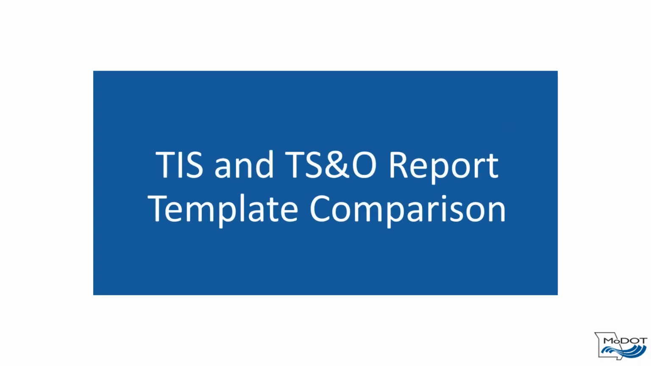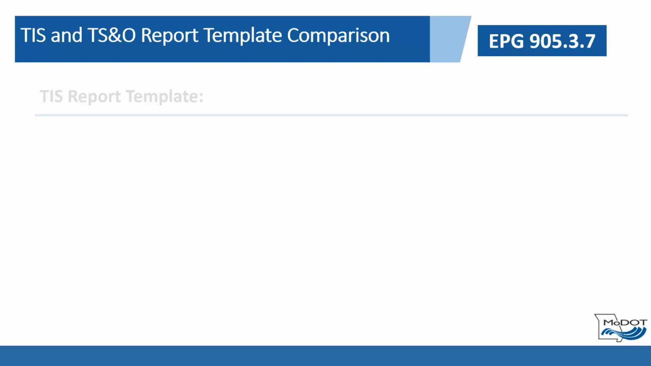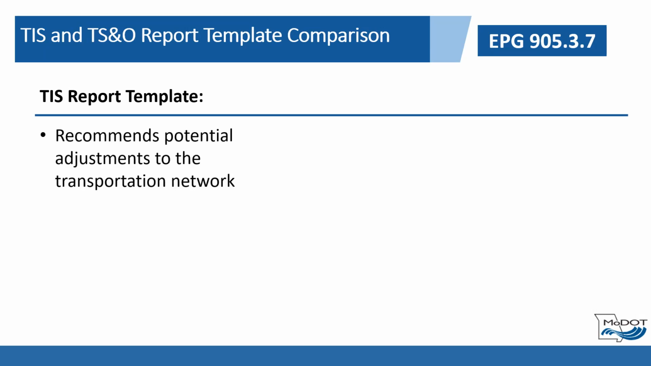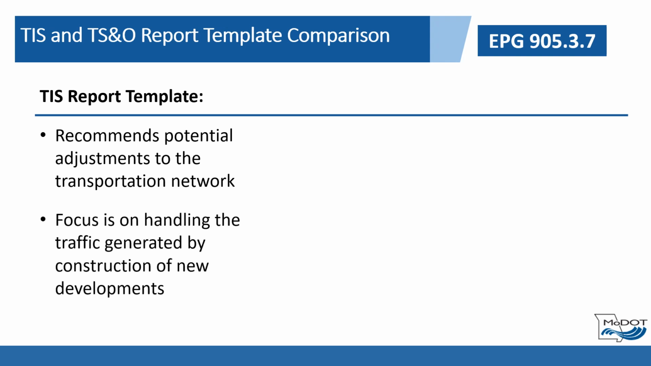These first few slides compare the TIS and TS&O report templates. Two of the MoDOT TIA report templates include the TIS report and the TS&O report. A TIS report recommends adjustments to the transportation network. The focus of the TIS report is handling the traffic generated by the construction of new developments.